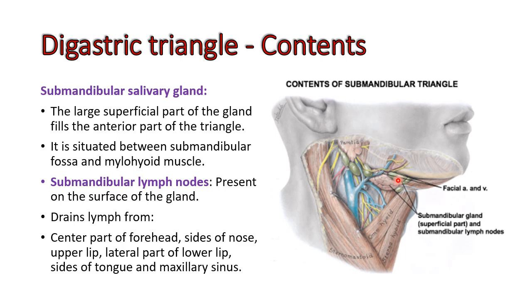So these are all the structures which are drained by the submandibular lymph nodes. Mainly you should remember the sides of the tongue, the maxillary air sinus, sides of the nose, inner angle of the eye, angle of the mouth, lateral angle of both the lips where they join, and also the lateral part of your lower lip. Enlargement of these nodes, you should especially suspect a normal infection. The next is a metastatic spread, mainly from the sides of the tongue.